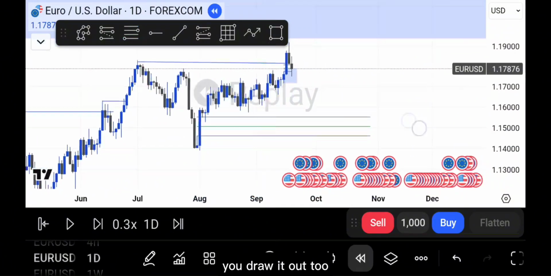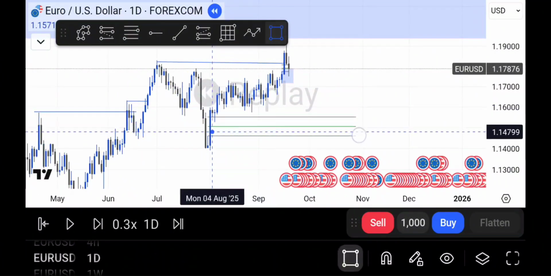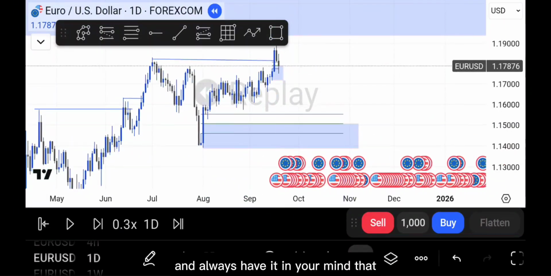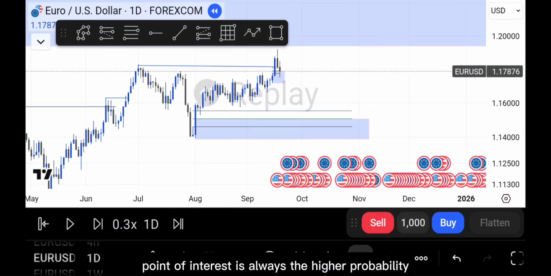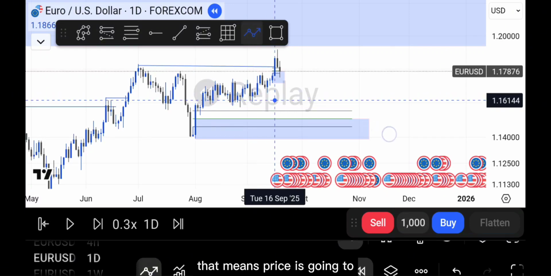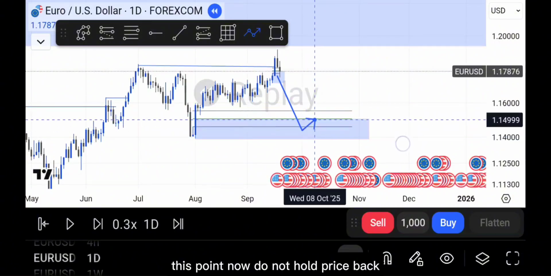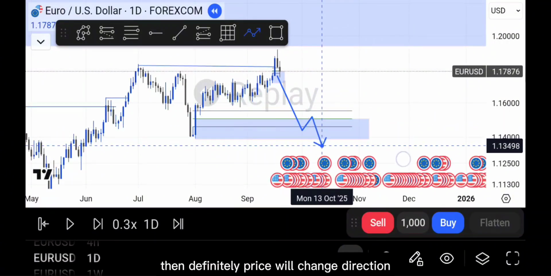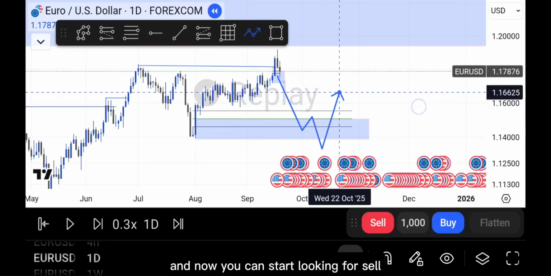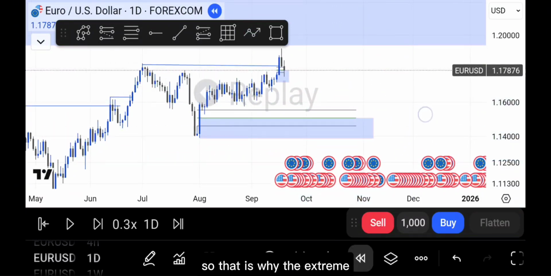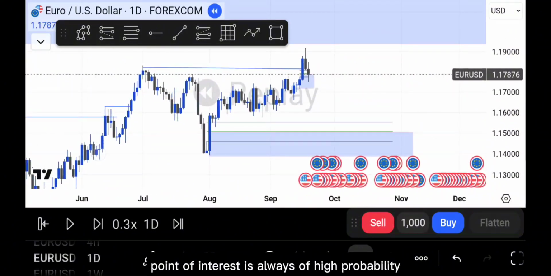So we draw it out, and the 50% of it. Always have it in your mind that the extreme point of interest is always the higher probability. It's always the one that will work, because if it does not work, that means if price comes here and this point did not hold price back, then definitely price will change direction, and now you can start looking for sell. So that is why the extreme point of interest is always of high probability.